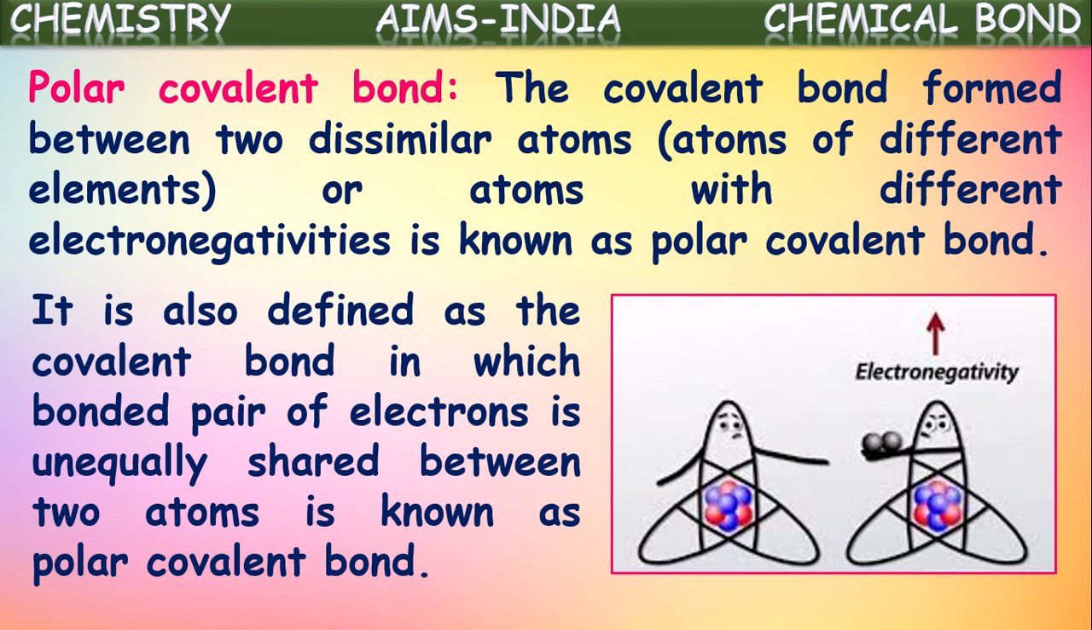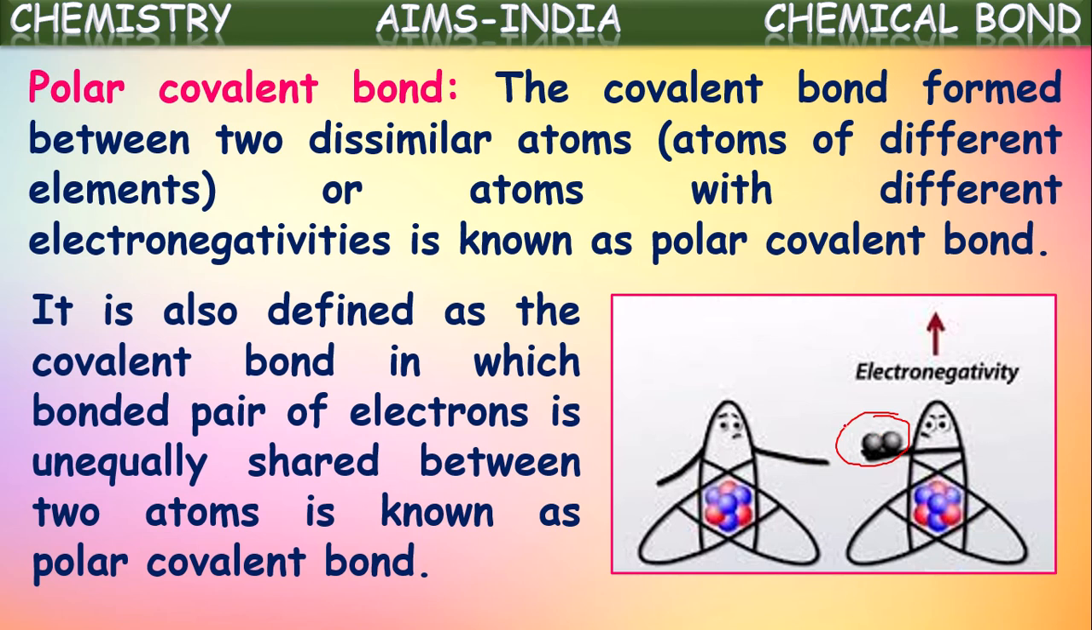For example, if you see here, these two are considered as two atoms. Each atom is contributing one electron for pair sharing. Now, this pair of electrons should actually be shared by both atoms equally. But instead of that, one of the atoms is pulling that pair of electrons towards itself.